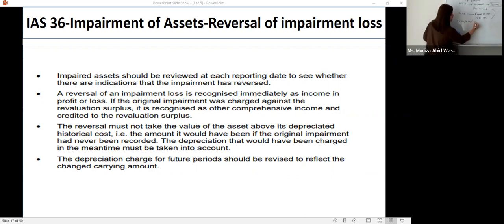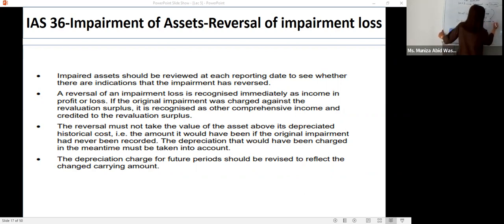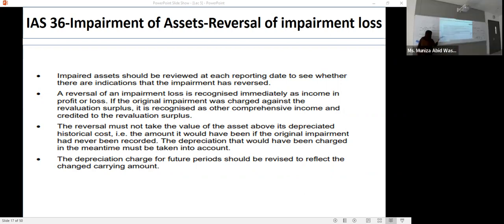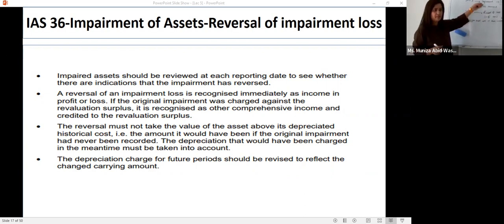historical cost, as if there had not been any impairment. So we are going to calculate one more carrying value which would have been if there was not any impairment. So we are going to calculate the carrying value.